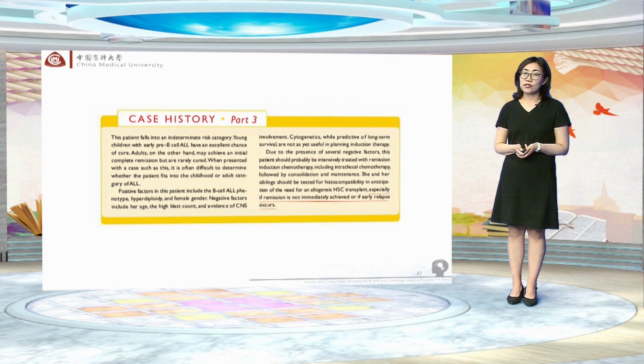Due to the negative factors, this patient should probably be intensively treated with remission induction chemotherapy, including intrathecal chemotherapy, followed by consolidation and maintenance. She and her siblings should be tested for histocompatibility in anticipation of the need for allogeneic HSC transplant, especially if remission is not immediately achieved or if early relapse occurs.